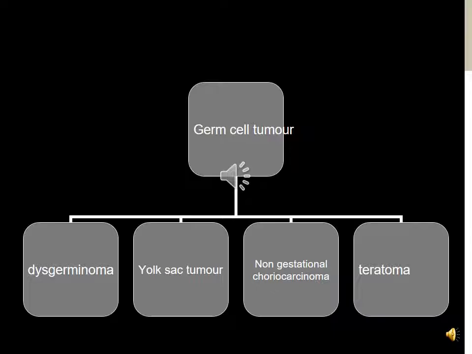The third type of tumor is the germ cell tumor. We have four types of germ cell tumor: the dysgerminoma, the yolk sac tumor, the non-gestational choriocarcinoma, and teratoma. They also share the same features. They occur in younger women, in the second and third decade. Almost all of them are hormone secreting. The dysgerminoma secretes three types of hormones: androgen, estrogen, and HCG. Yolk sac tumor secretes alpha-fetoprotein. The non-gestational choriocarcinoma secretes HCG, while teratoma is inert.